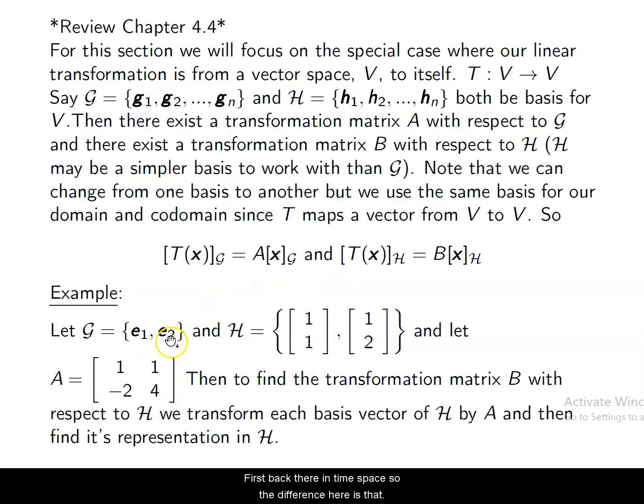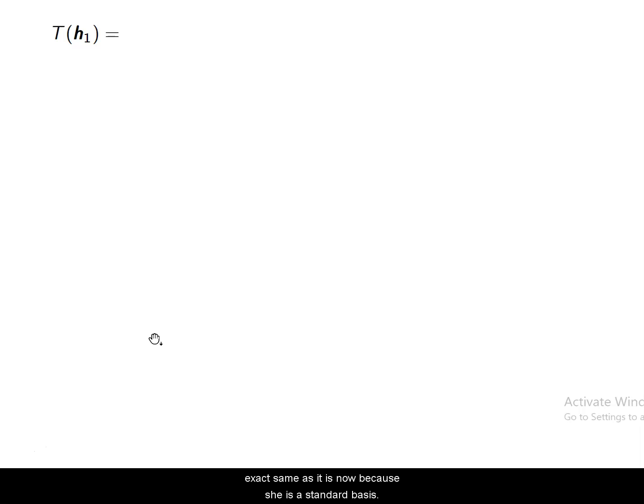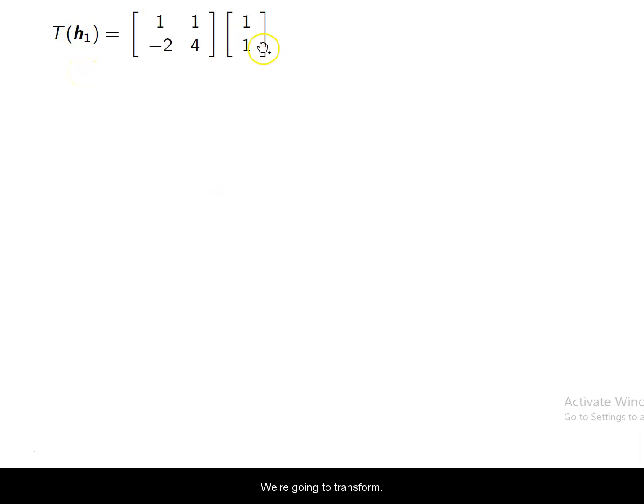So the difference here is that G is the elementary standard basis, right? So we don't have to change this into terms of G because this representation is going to be the exact same as it is now because G is the standard basis, right? So we're going to take T of H1 and we're going to transform it. That's going to give us 2, 2, which if you notice, this right here is H1. It just gives me 2H1.